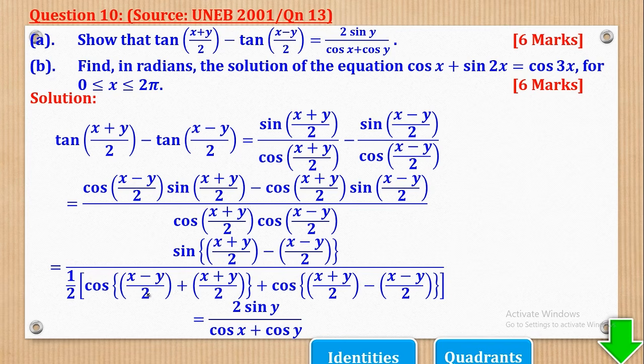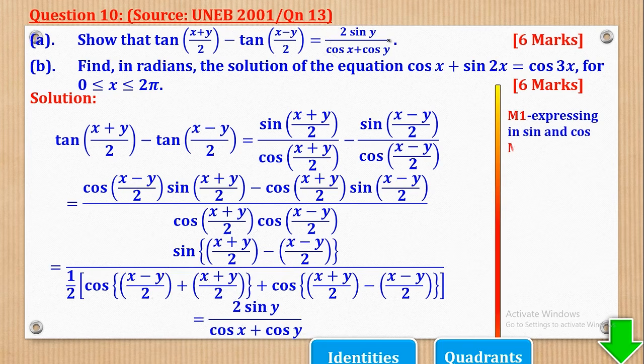Now next is to simplify. This half can go up to become 2, which is there. Then here you will realize that this and this cancel. You remain with y plus y, which is 2y over 2 to come up with y. Then this side also, this one becomes x and this one becomes y. So basically that is what they wanted in part A.